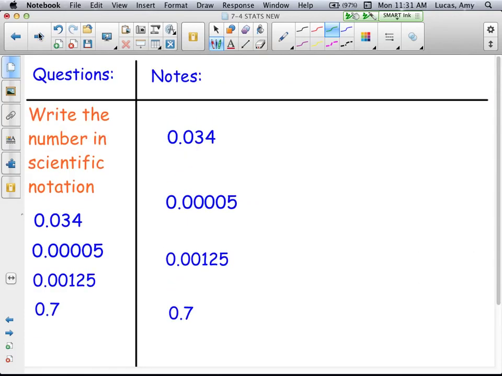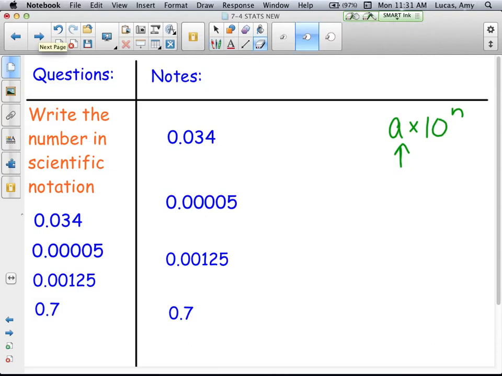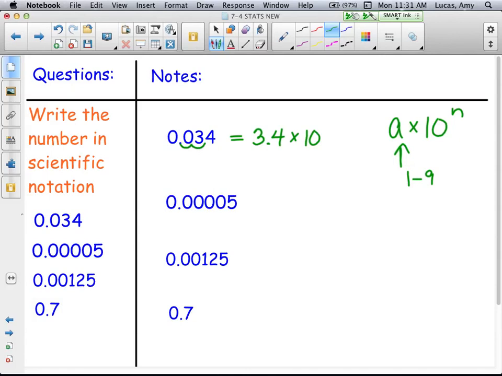Okay, now we're going to work on some small numbers. We're still going to write our answer in the same form. We still need a to b from anything from 1 to 9. So this time we've got the zeros. These are small numbers, so the zeros are on the left. So we're going to be moving our decimal point to the right. This first one, we need to move it 2 places. So 3.4 times 10 to the power of, instead of 2, it's -2, because these are small numbers.